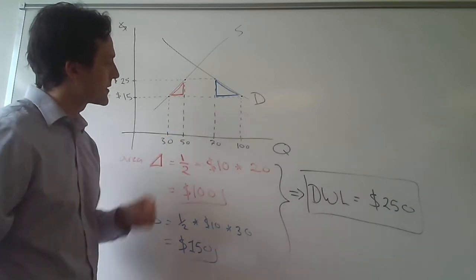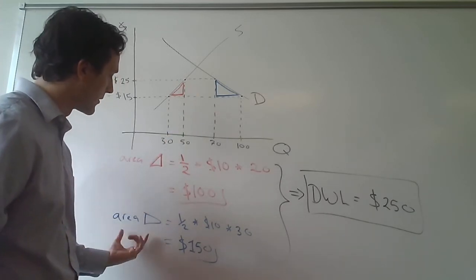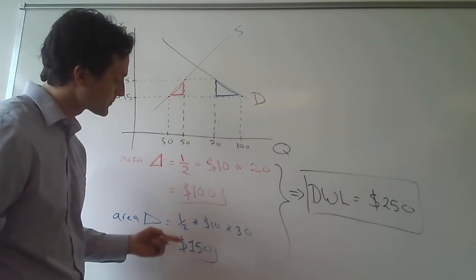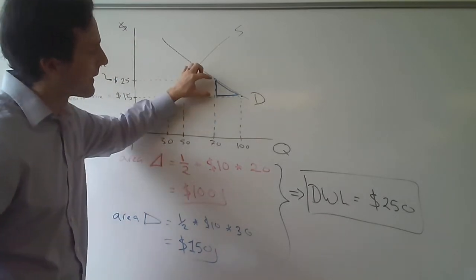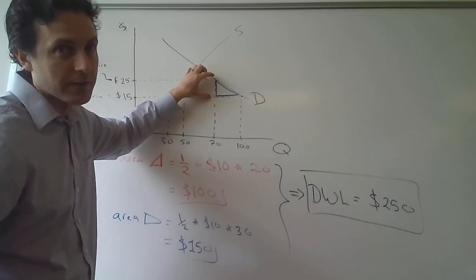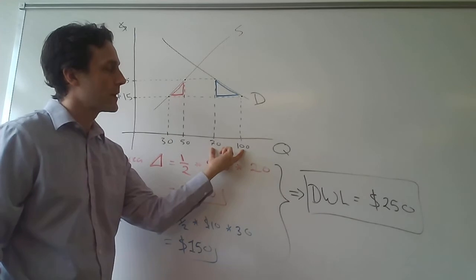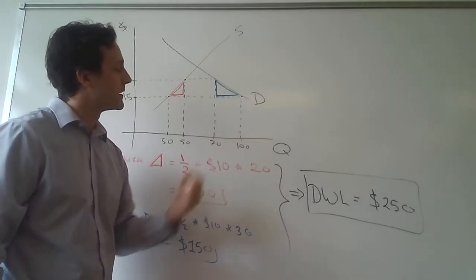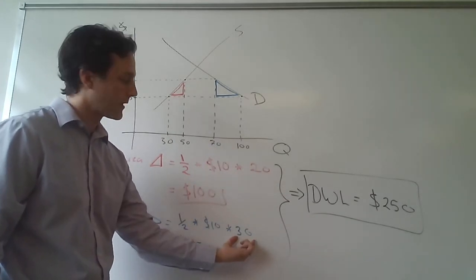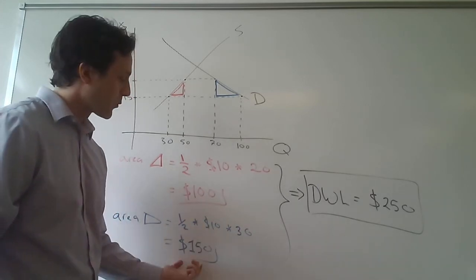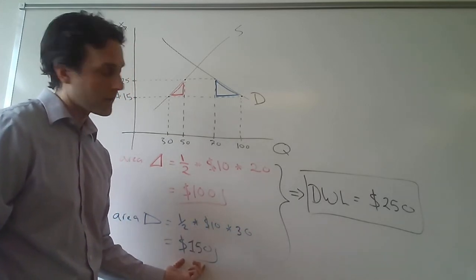And the blue triangle actually has slightly different dimensions. The area of the blue triangle is 1/2 times, again, the vertical dimension of $10. And this time the width, the horizontal dimension, is 30 units. So we have 1/2 times $10 times 30, which is exactly $150.